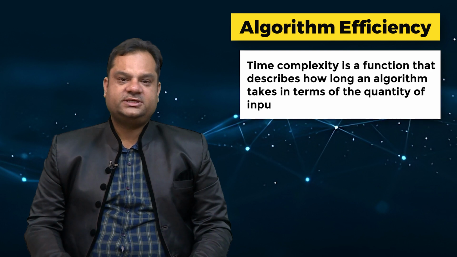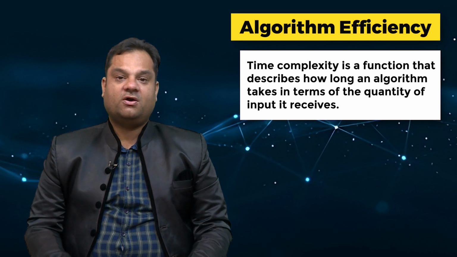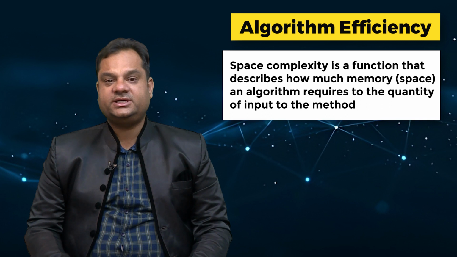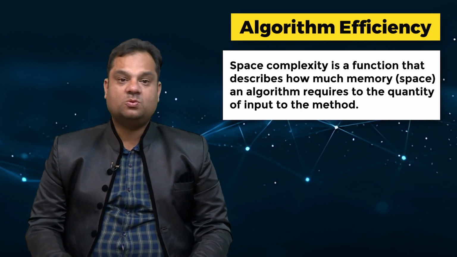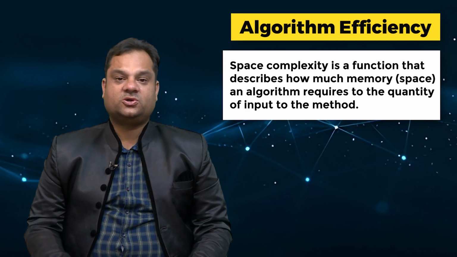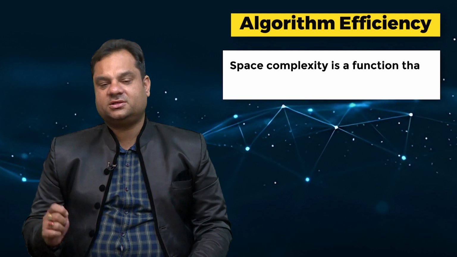The time complexity is a function that describes how long an algorithm takes in terms of the quantity of input it receives. The space complexity is a function that describes how much memory, or we can say space, an algorithm requires in terms of the quantity of input to the method.